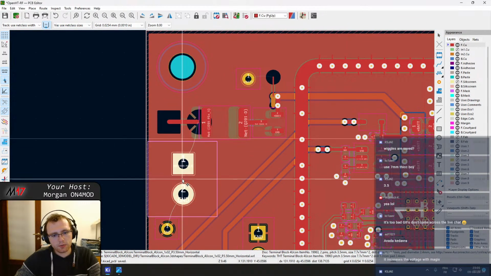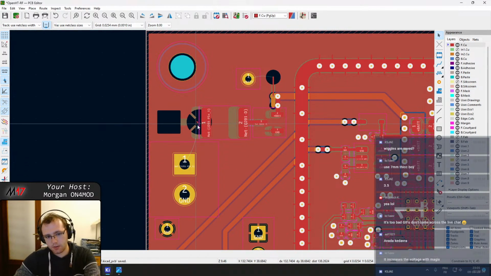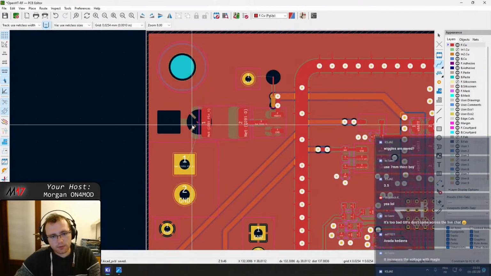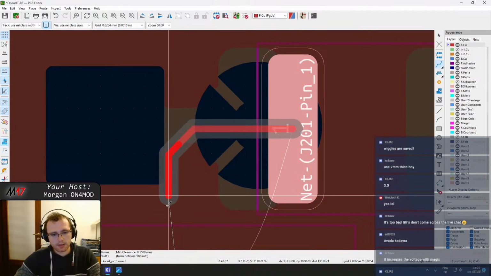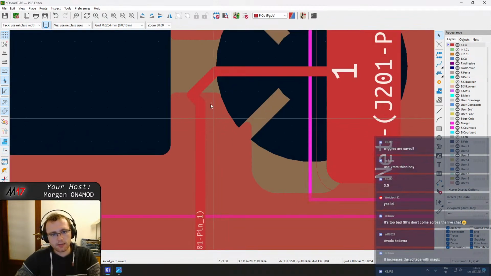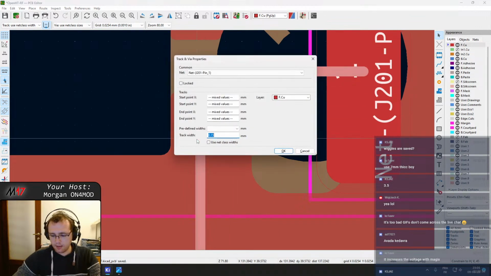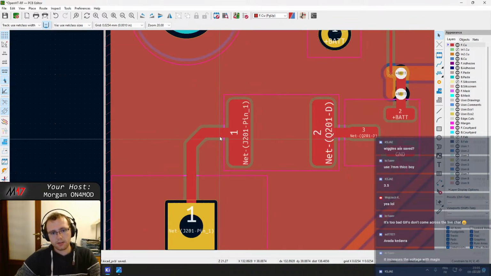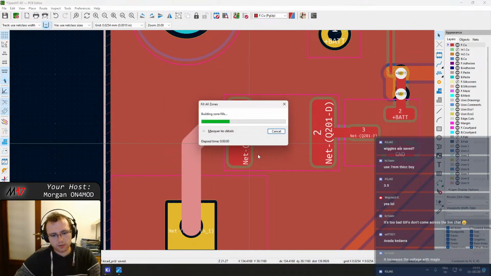Okay, I will need to move that away so that I can have this like that, more like it. And let's use a huge track. This is the main power supply after all.